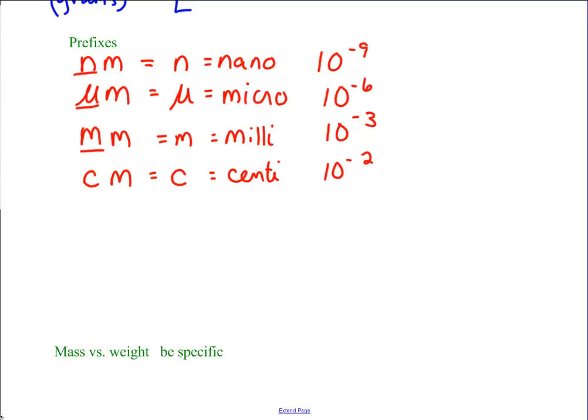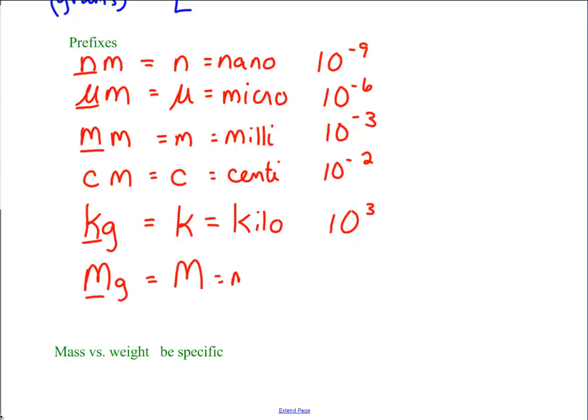Going larger than 10 to the 0 power, about the only ones we're going to look at are K for kilo, that's 10 to the positive 3, or kilograms. We may at some point be using M. Capital M is mega. That's 10 to the positive 6, or a million.